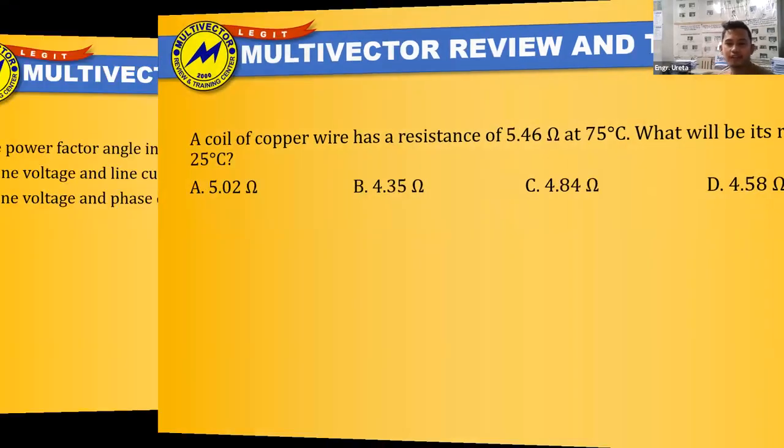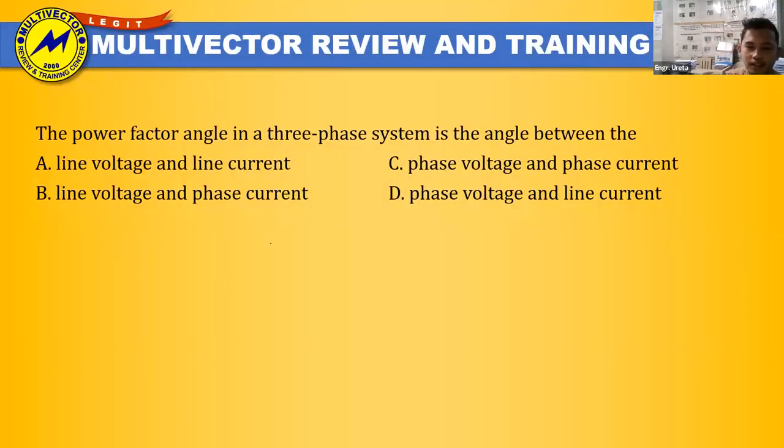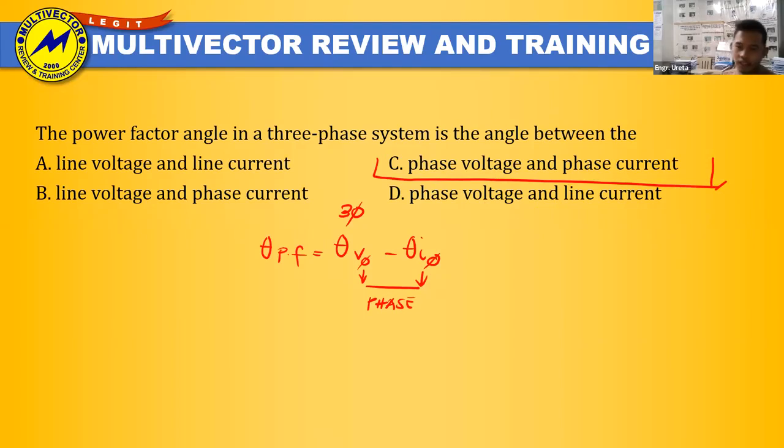The power factor angle in a three-phase system is the angle between blank and blank. The power factor angle is the angle difference between the voltage and current. For a three-phase system, this should be well defined: the power factor angle should be the angle of the per-phase voltage minus the angle of the corresponding phase current. So phase voltage and phase current are what we should compare. So letter C. Okay, so next.